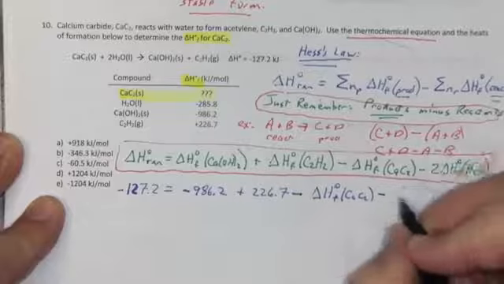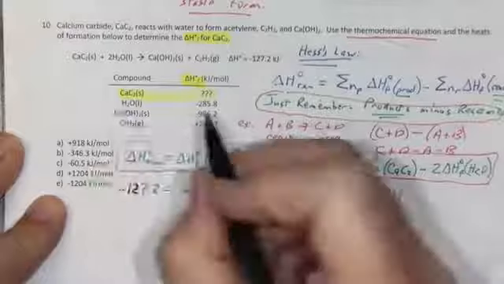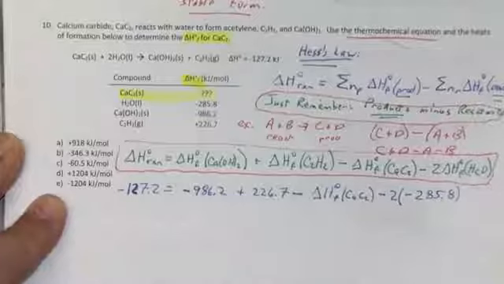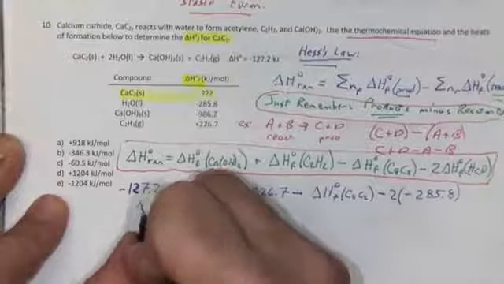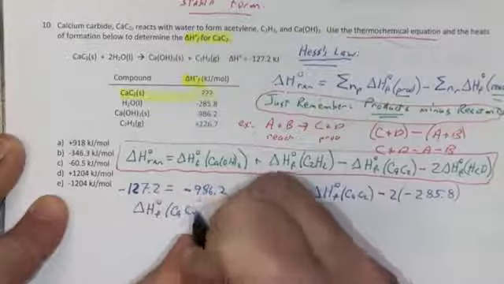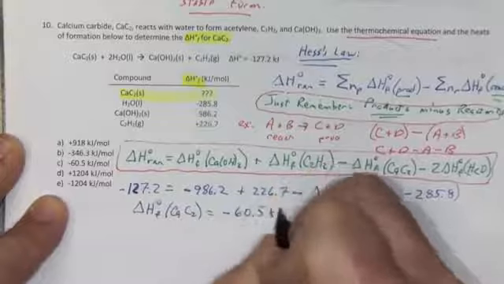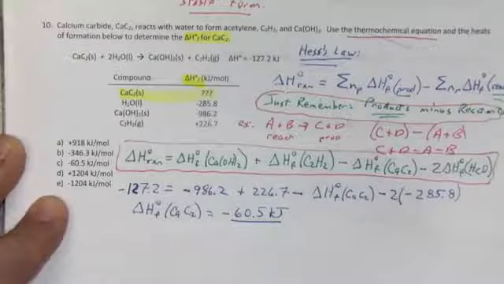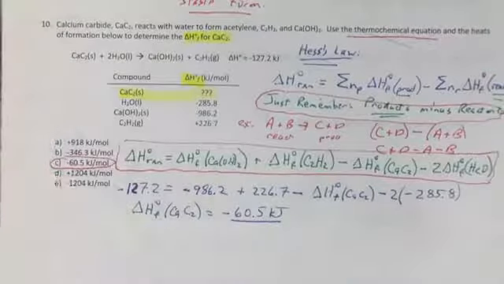And then minus 2 times the delta H of formation of water. The delta H of formation of water is negative 285.8. So you have one equation with one unknown. Rearrange the equation, solve for the delta H of formation of CaC2, and that calculates out to be negative 60.5 kilojoules. And so the correct answer is choice C, the delta H of formation is negative 60.5 kilojoules.